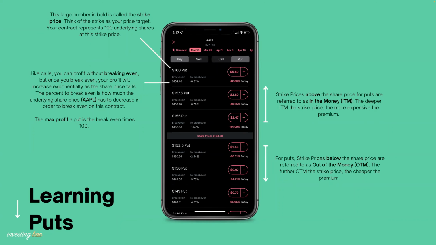The last thing I'll add here is the maximum profit. So puts do have a max profit. A stock can only go to 0. And so that max profit is your break even times 100. That's one difference between calls and puts, because calls do not have a maximum profit.